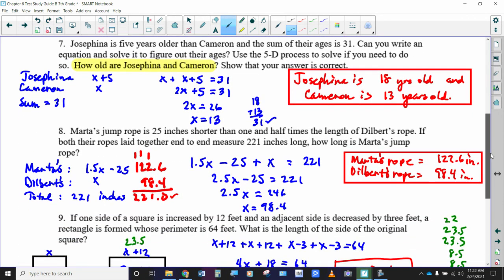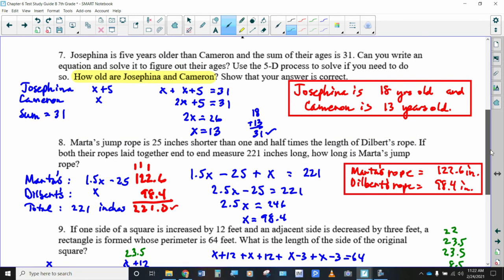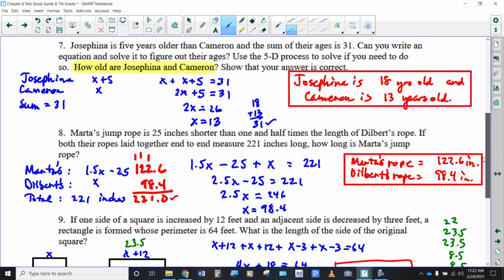And then we've got some 5D process work going on here. Go ahead and look through the answers. It's pretty straightforward. We've been working on this for a while. Describe and define your variables, set up the equation, solve the equation, then double check to make sure that your answers meet the definitions. It says Josephina is 5 years older than Cameron and the sum of their ages is 31. So we need 2 ages whose sum is 31, and they are 5 apart.